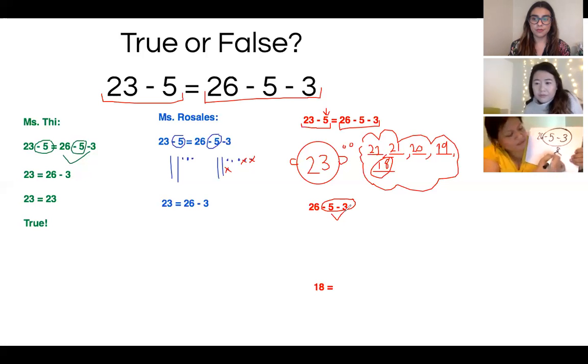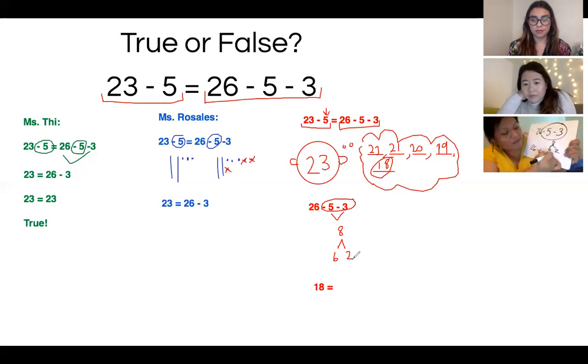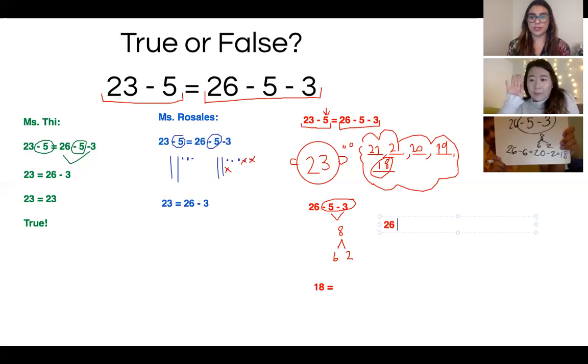Sure. 6 and 2. So then if I have 26 and I take 6 away, can I do that in my head? Sure. 26 take away 6 is going to give me back 20. Can I take 2 from there? Sure. Let's count backwards. 20, 19, 18. So my final answer is 18. Oh, interesting. Thank you, Ms. Rosales.